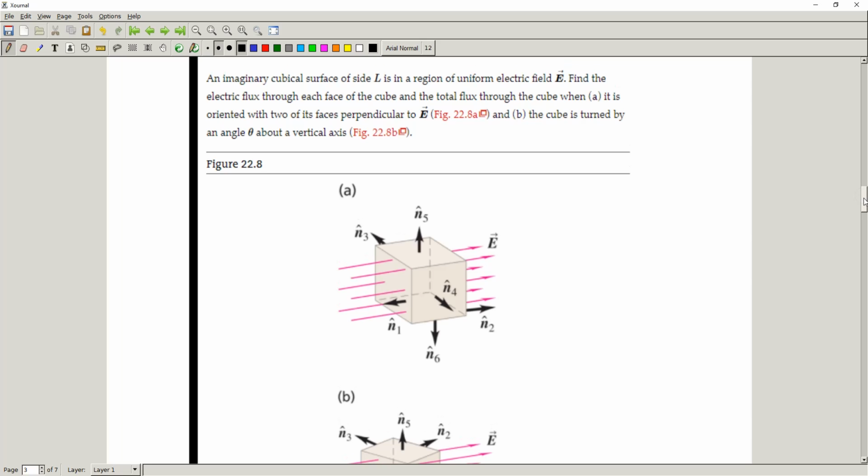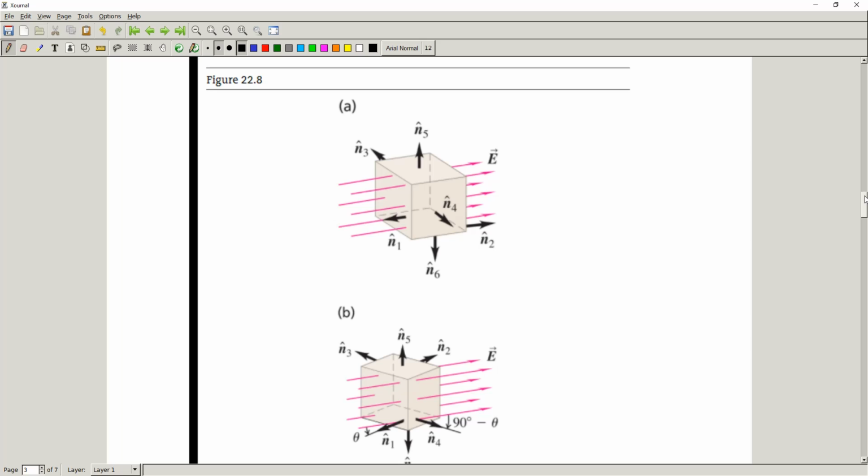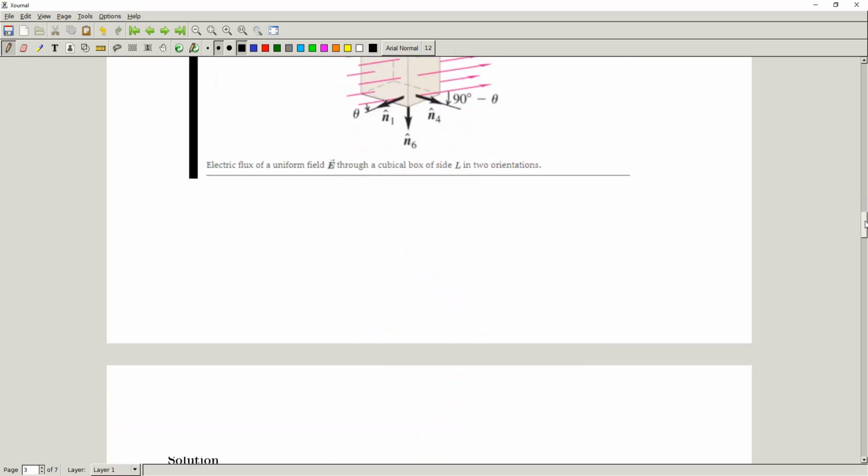So in this first case, the face of the cube, which has a normal unit vector n1, is facing with its normal unit vector opposing the electric field, and n2 points in the direction of the electric field, and then we have n3, n4, n5, and n6 pointing perpendicular to the uniform electric field. Okay, so that's for part A. We'll start off with part A here.